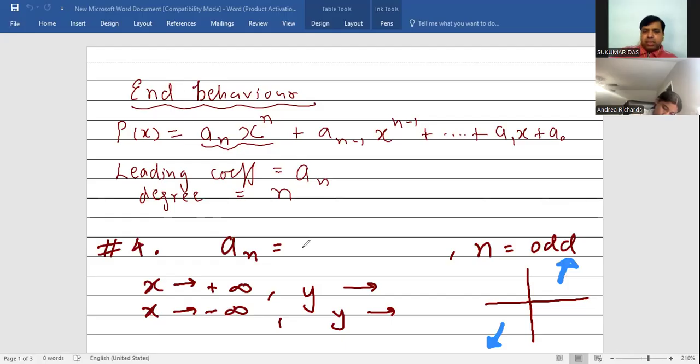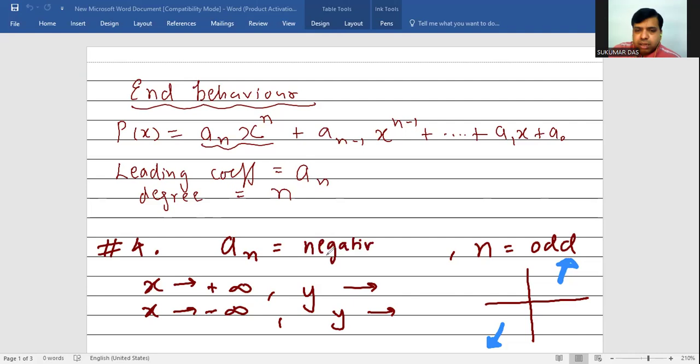When the leading coefficient is negative and n is odd, then what will happen is that when x tends to plus infinity, y will go to negative infinity. And when x tends to negative infinity, y will go to plus infinity. So our end behavior will be represented in this graph like this one. We will show that on this side the arrow is going this way, and on this side the arrow is going this way. So these are the 4 scenarios which are very, very important.